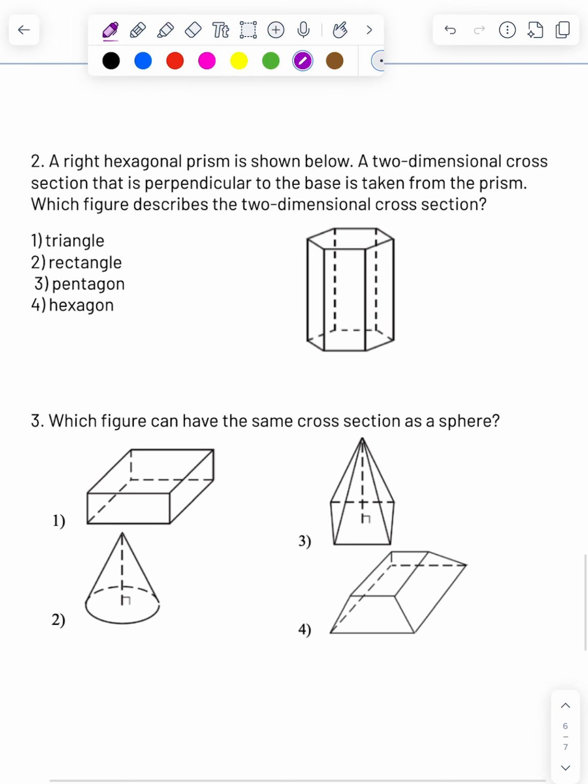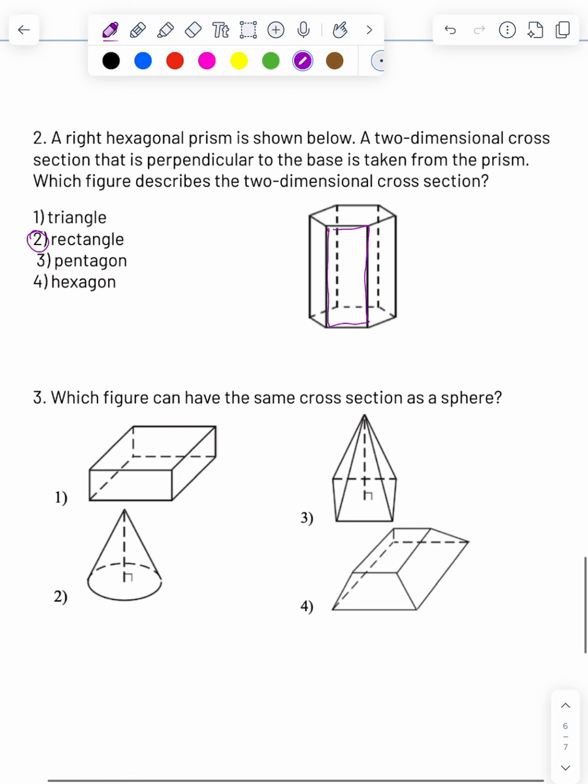Okay, we have a right hexagonal prism, and we're slicing perpendicular to the base. So that's going to be the same as the faces, which is going to be a rectangle. If the question had said parallel to the base, it would have been the same as the bases, and it would have been a hexagon.